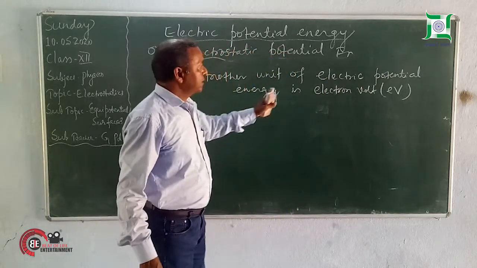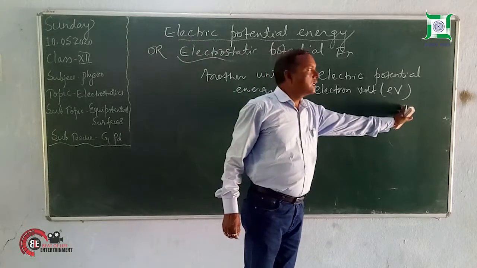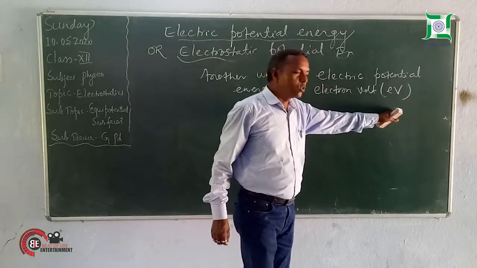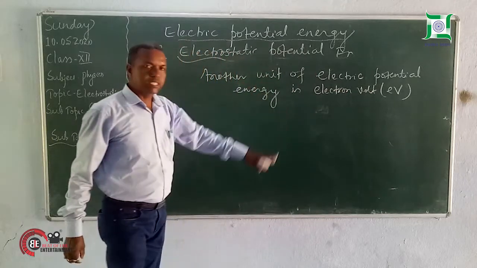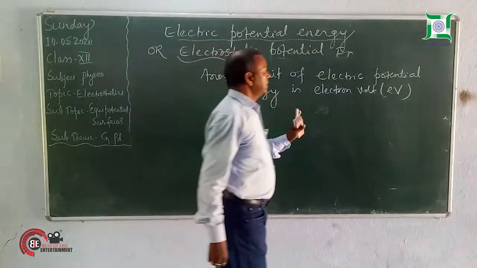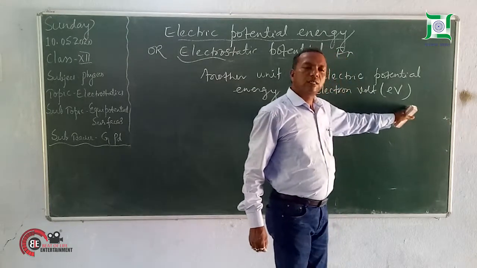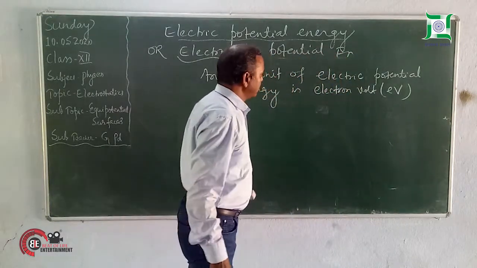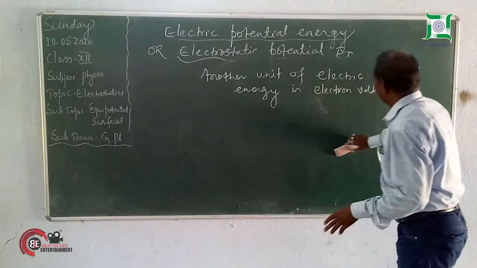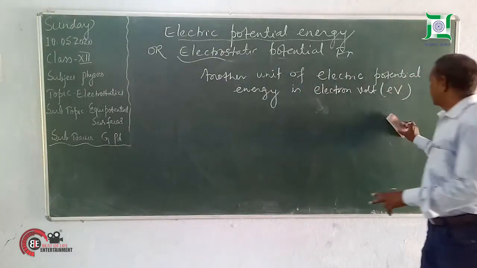Here it is clear that electron volt is a unit of electric potential energy, or simply we can say electron volt is a unit of energy. Why is it so? Why is this a unit?